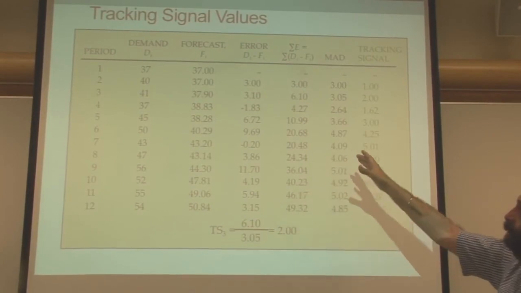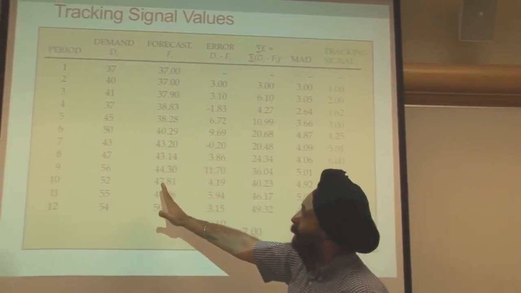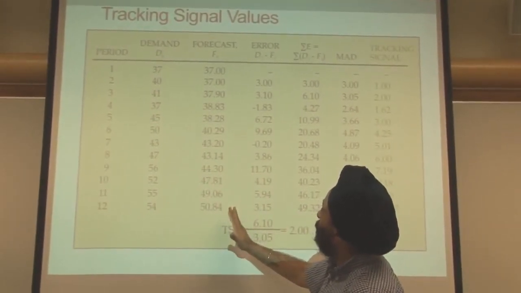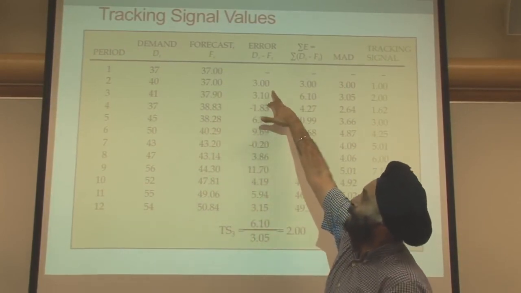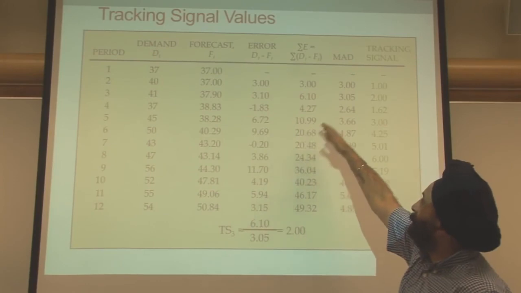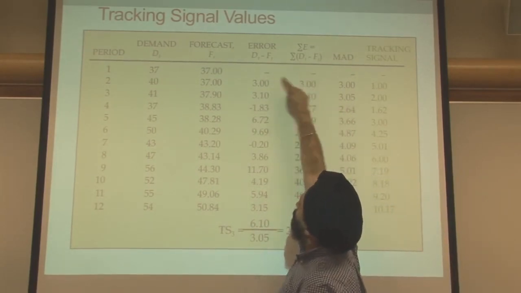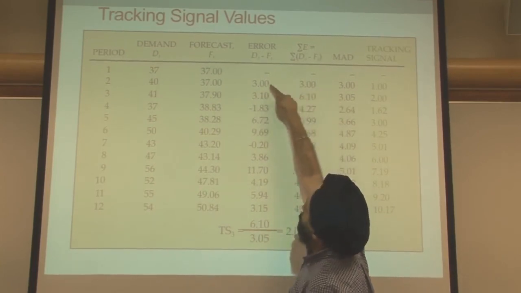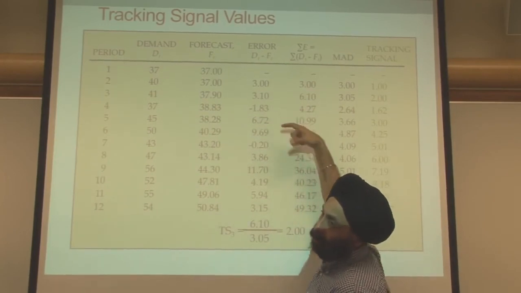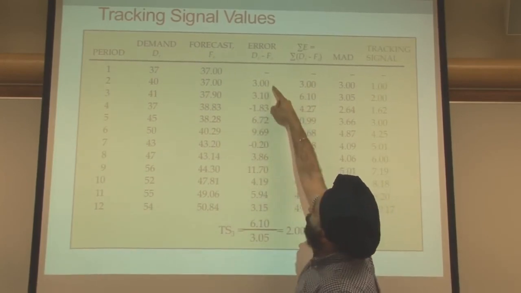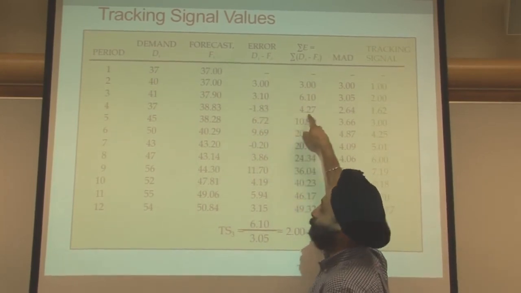For tracking signal values, in this case, you take the demand and the forecast is calculated, and the error is the subtraction, 40 minus 37 will give you 3 as an example. And in this case, this is a running sum of forecast error. This is 0, that's 0. 0 plus 3 is 3. 0 plus 3 plus 3.1 is 6.1. That's a running sum of forecast error. So then 3 plus 3.1, which is 6.1, minus 1.83 becomes 4.27.